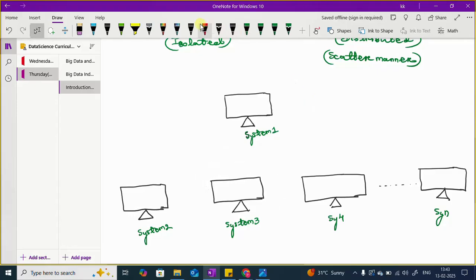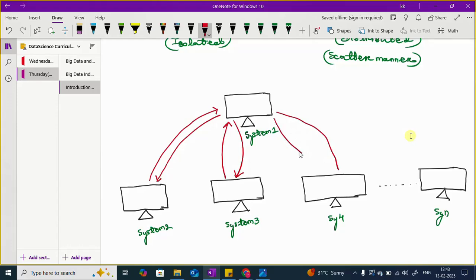How will they communicate? Obviously, there will be two-way communication. A request is going from system 2 to system 1. Then again, a response is coming back from system 1 to system 2. Okay, two-way communication: request, then the response. One is going, another one is coming. Similarly, request, response. For example, this is request going, response coming. Similarly, this one.